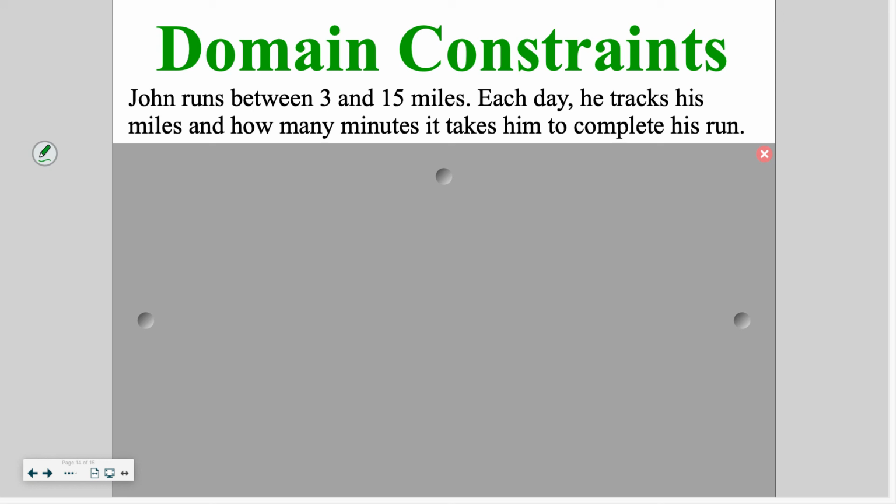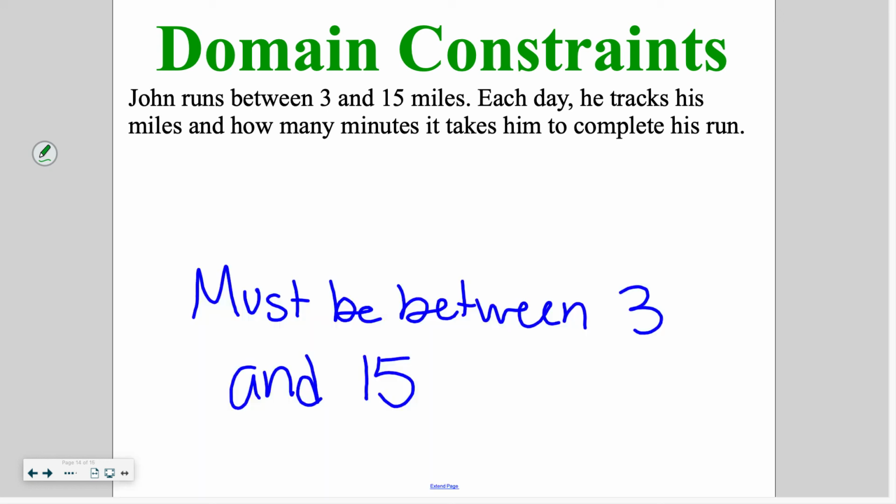Go ahead and try this one on your own. In this case, the constraint is that the domain has to be between 3 and 15 miles because the miles determine the amount of time that he runs. So that is going to be our limiting factor, is that he goes between 3 and 15 miles.